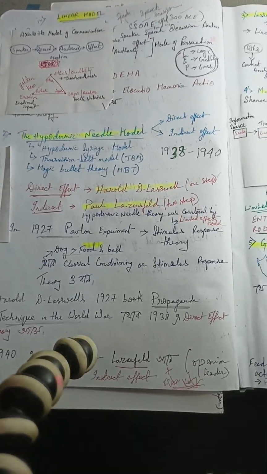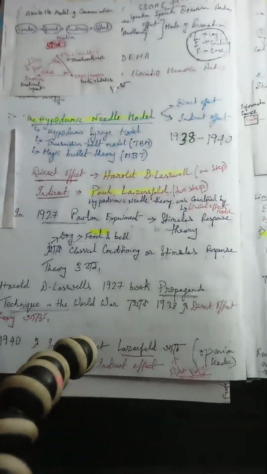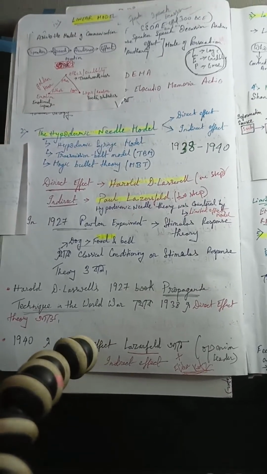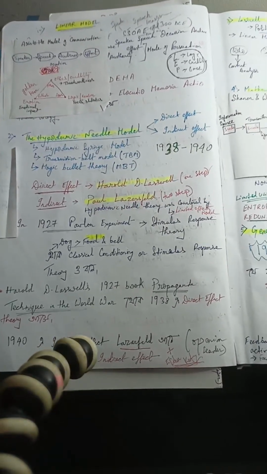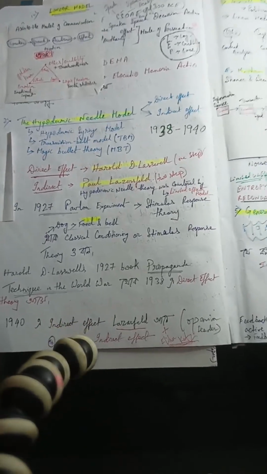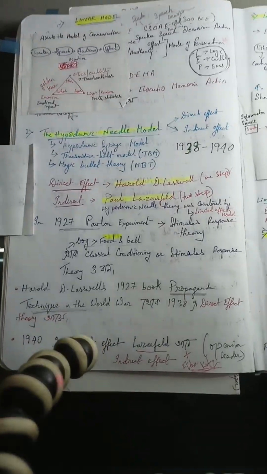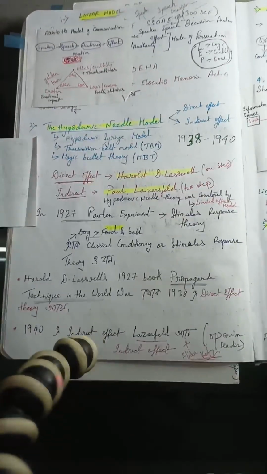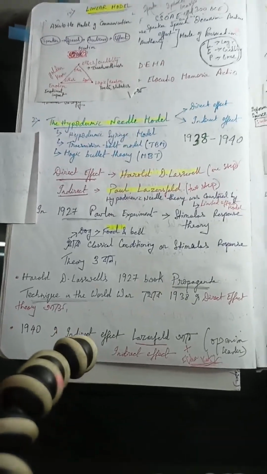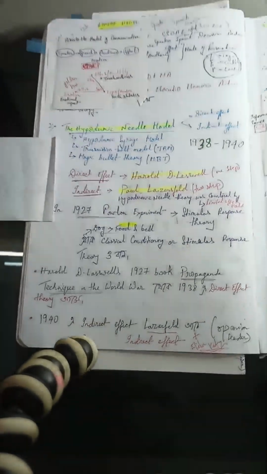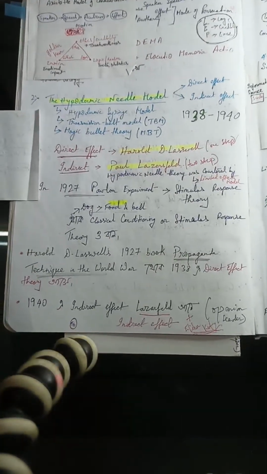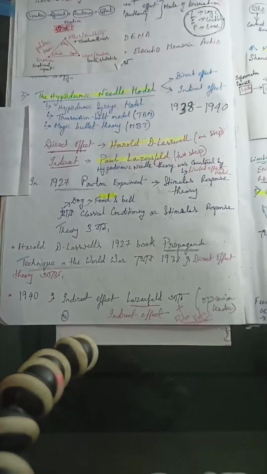It was proposed between 1938 and 1940, because the exact date is not known, because this is research work, and research work takes a longer period than we expect. It might be a longitudinal study, right? The other name of the hypodermic syringe model is the transmission belt model, the TBM, or, as it is famously known, the magic bullet theory. It can be divided into two aspects, the direct effect and the indirect effect.